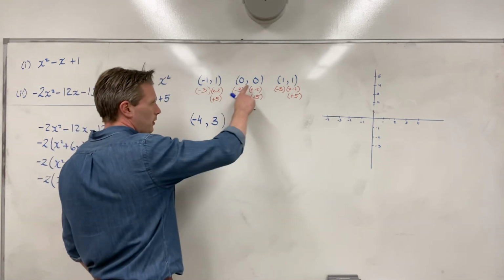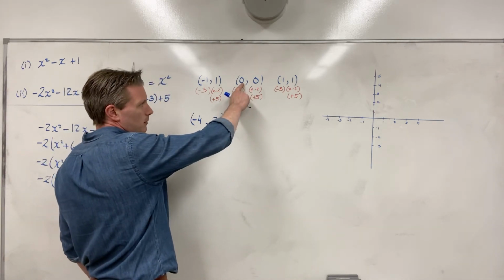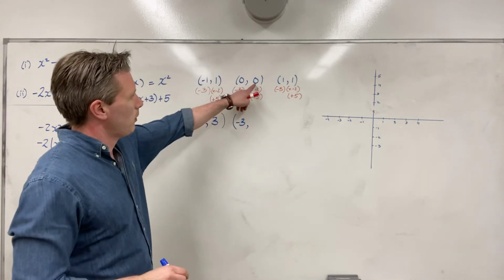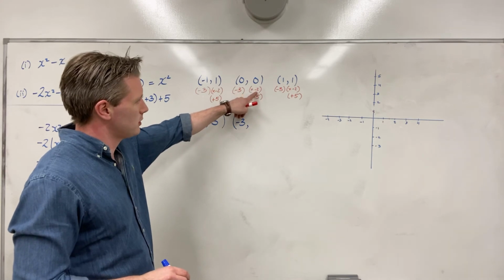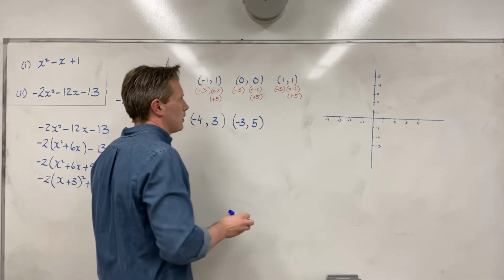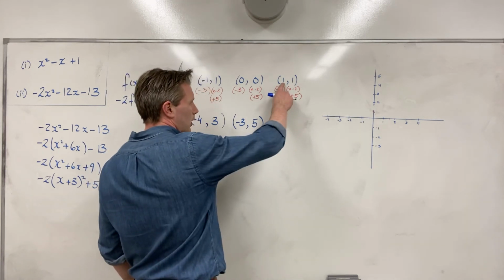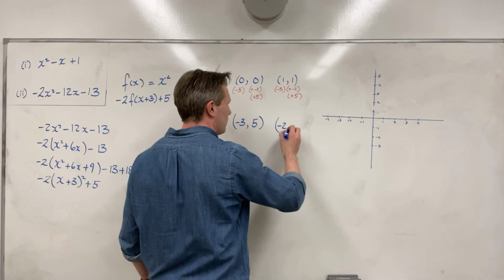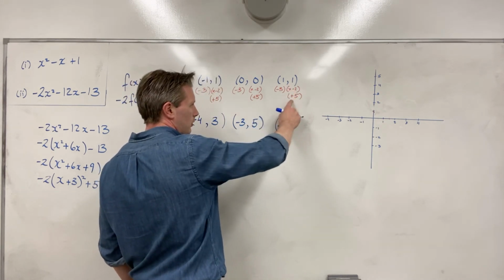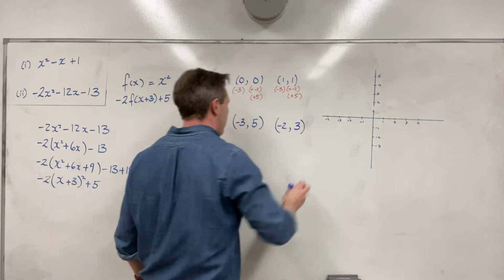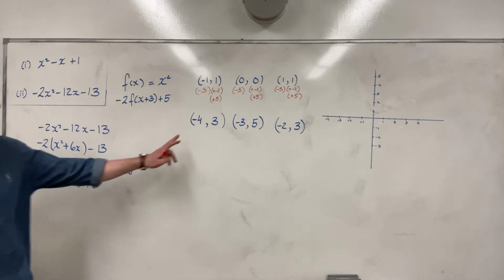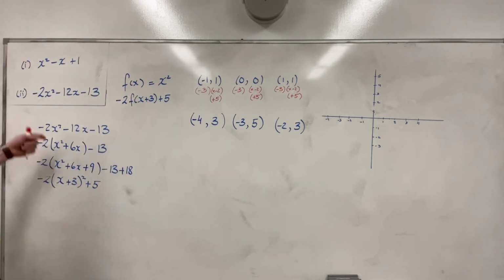For this point, my x value is 0. I subtract 3, so minus 3. My y value is also 0. 0 times negative 2 is 0, plus 5, and I have 5. And then finally this one, I have 1 minus 3, that's minus 2, and 1 times negative 2 is minus 2, plus 5 is 3. These 3 points are the points that are on this function right here.